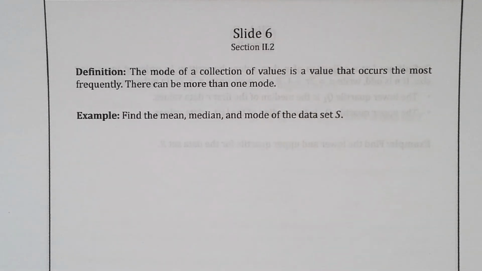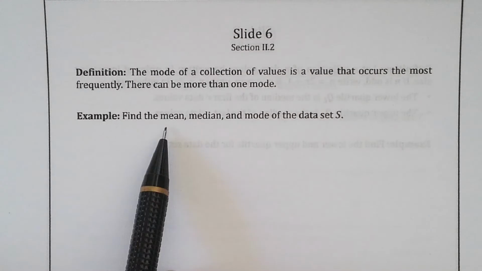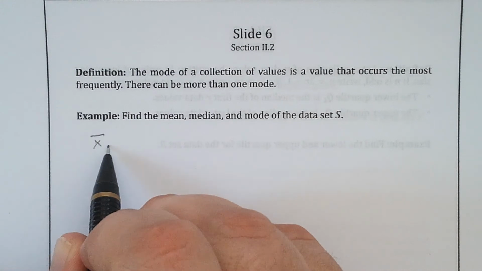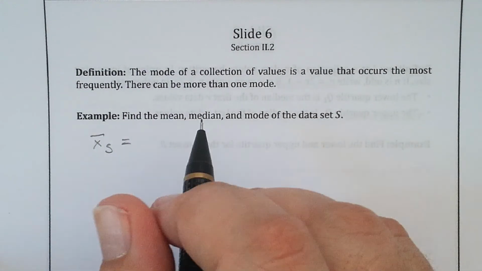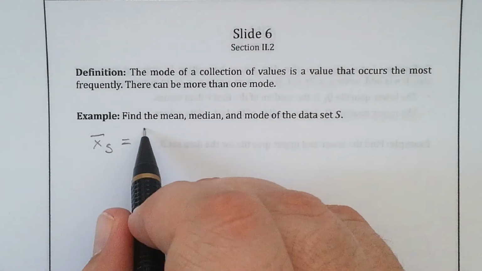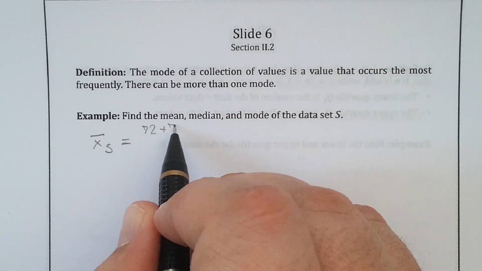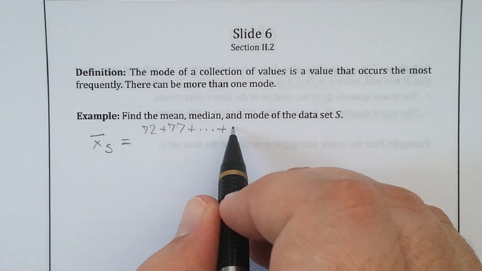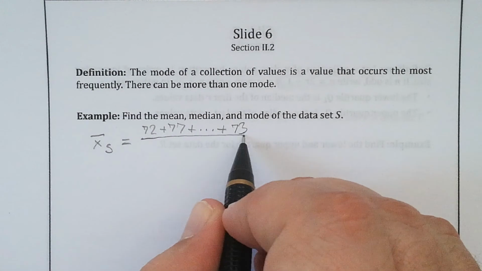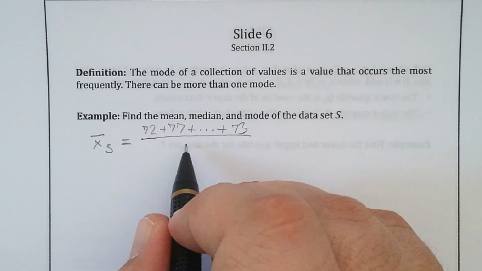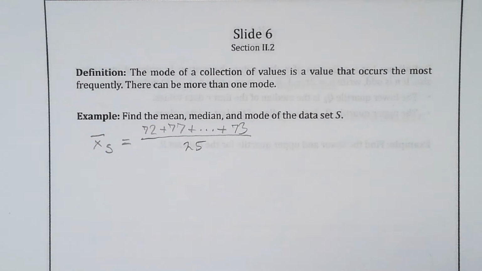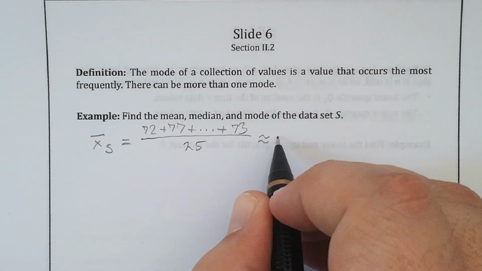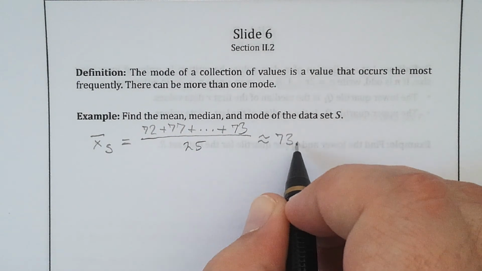I'm not going to write out the mean in detail for S, but the mean x bar is what we get when we add up all the scores, 72 plus 77 plus so on, plus 73, divided by the total number of scores, which is 25 for S. And we get about 73.6.